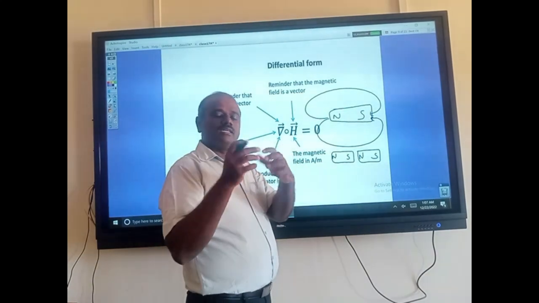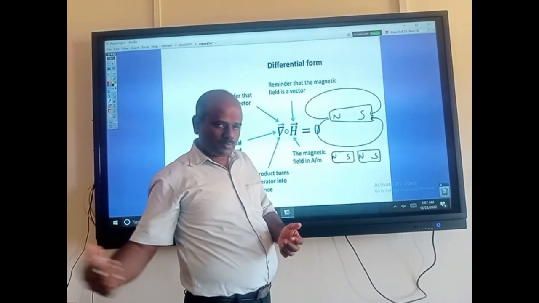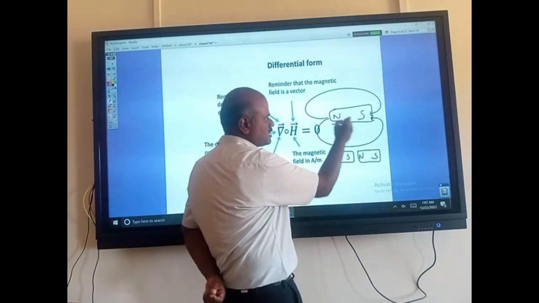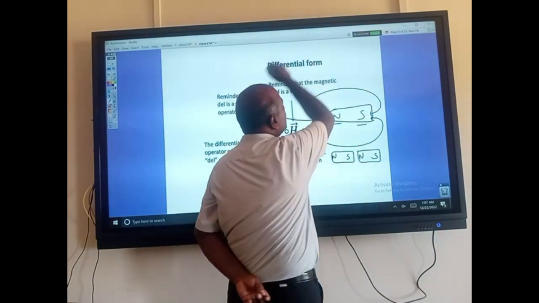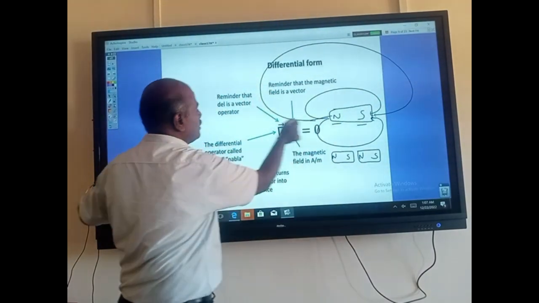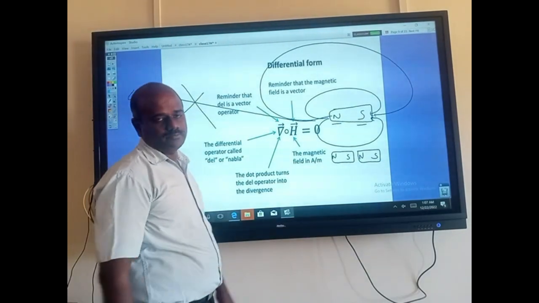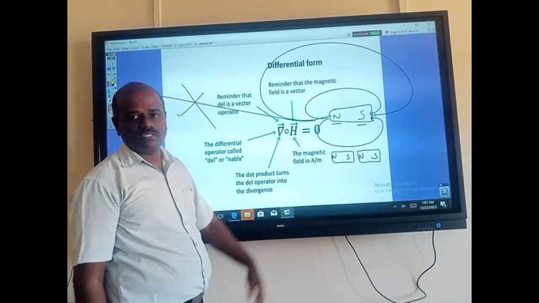Even if I break this magnet into thousands of pieces, I cannot separate the north pole alone and south pole alone. It is impossible. That means the magnetic flux lines will start at the north pole and should end up in the south pole. Even if we take a bigger line, it will come back. It cannot leave the source. The magnetic field cannot go away. This is not possible. That is the statement given by the Maxwell's equation.